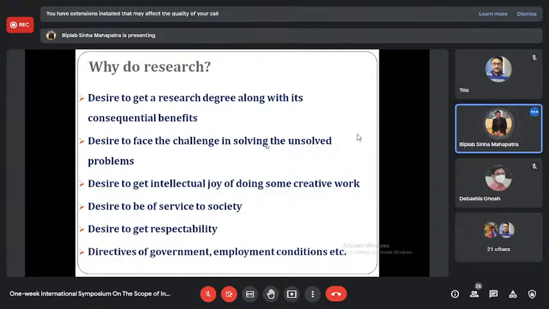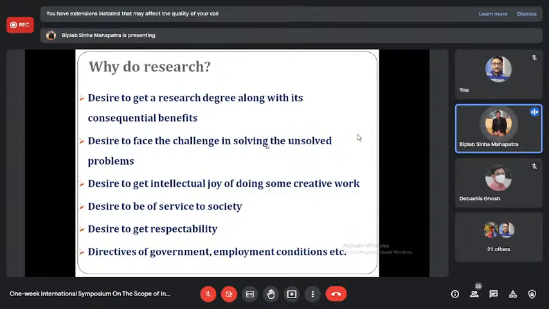It cannot be given by them. It is service to society. Service to society means if you can invent anything, that will be a service to your society. You will be a responsible person. And if you have a PhD degree, as you all know, you will be a respectable person compared to others. So next one, directive of government employment condition.